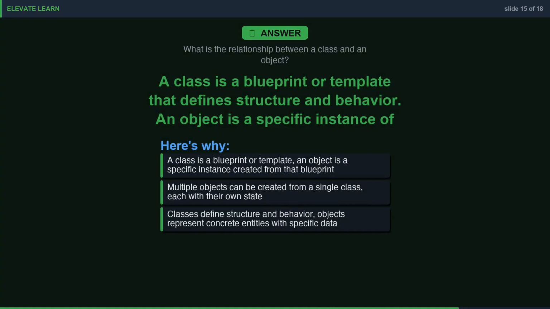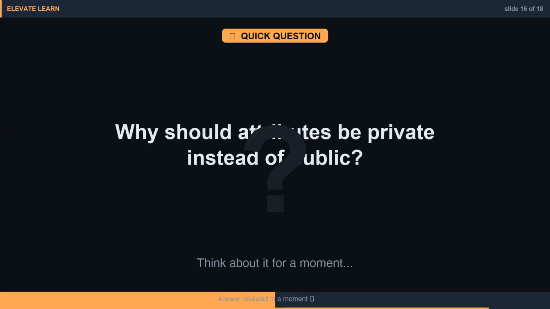Quick knowledge check. What's the difference between a class and an object? Think about the difference between architectural blueprints and an actual building. A class is like those blueprints. It defines what properties the building will have and what it can do. An object is the actual building constructed from those blueprints. In Java, a class defines structure and behavior. An object is a specific instance created from that class.